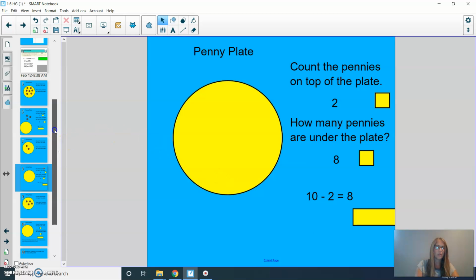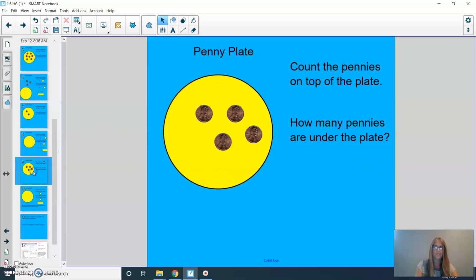We'll try one more like this. How many pennies are on top of the plate? You can say that number out loud. Okay, so knowing that there's 4 pennies on top of the plate, how many pennies are under the plate?